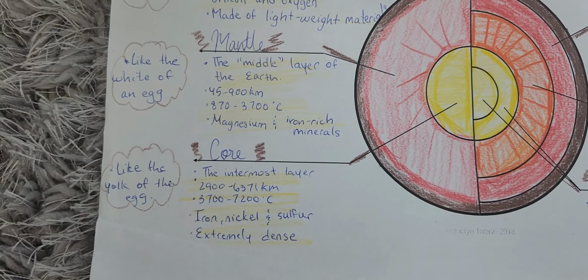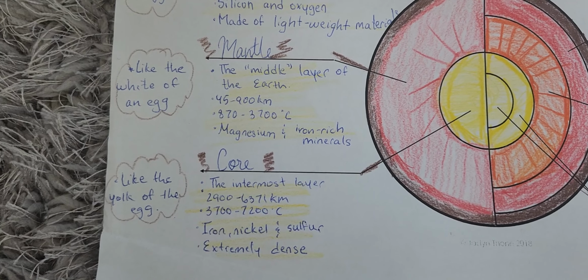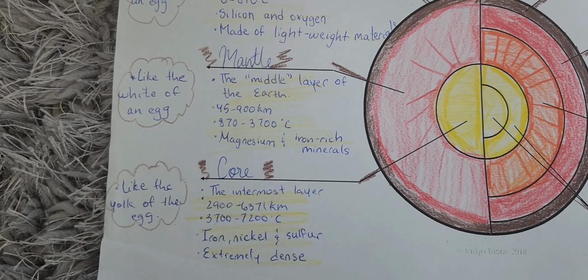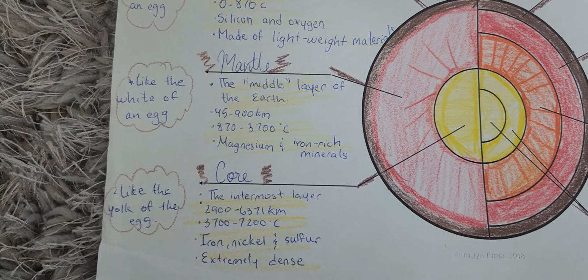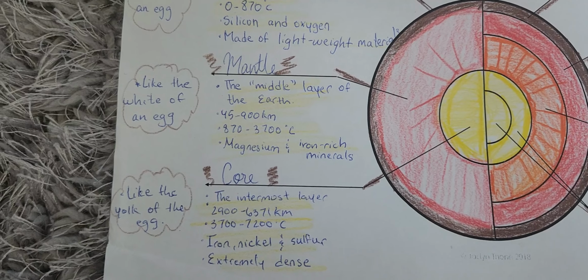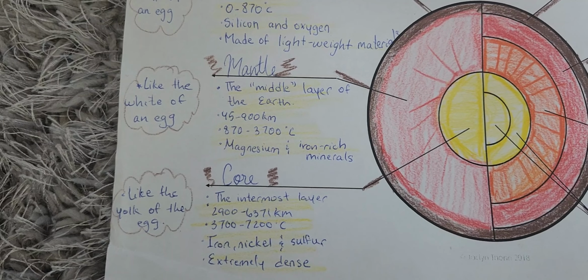The third and last compositional layer is the core. The core is the innermost layer of the Earth. It is about 2,900 kilometers to 6,371 kilometers deep. It is made up of iron, nickel, and sulfur, and it is extremely dense.